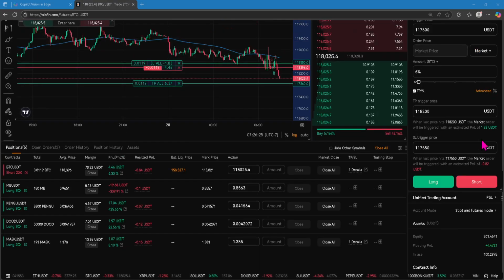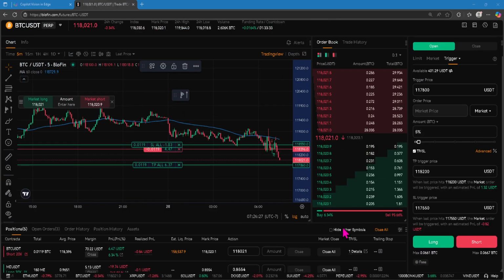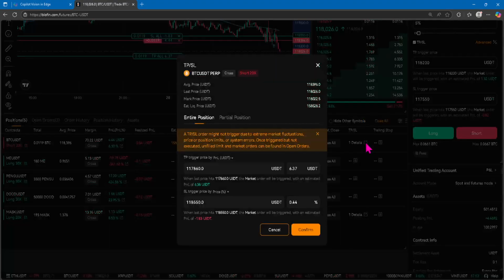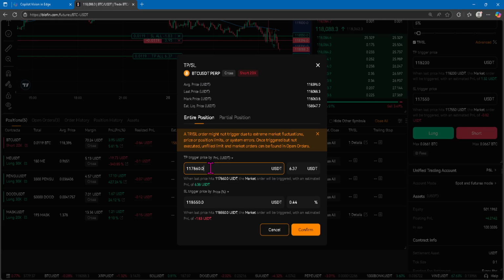Go into detail. So what we ended up doing was going into TPSL. We went to entire position. We set it to 117,860. If you're feeling froggy, you can do 7, probably 800, since it's within that zone. Okay.